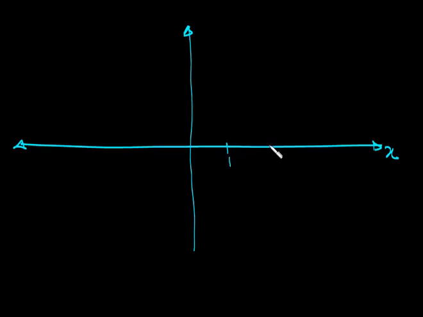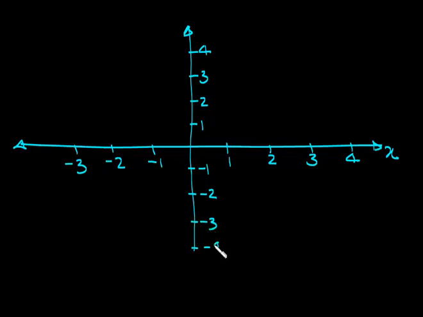We have 1, 2, 3, 4, minus 1, minus 2, minus 3, 1, 2, 3, 4, minus 1, minus 2, minus 3, minus 4, minus 5, and minus 6. So these are the y values. So let's plot our intercepts. The x-intercept was 2 and 0. So that's this point.